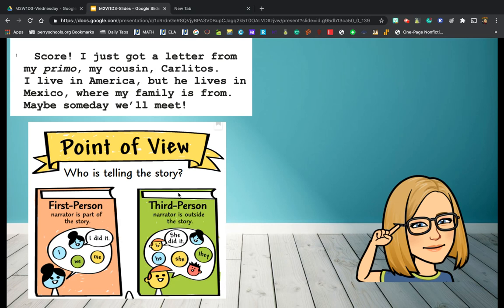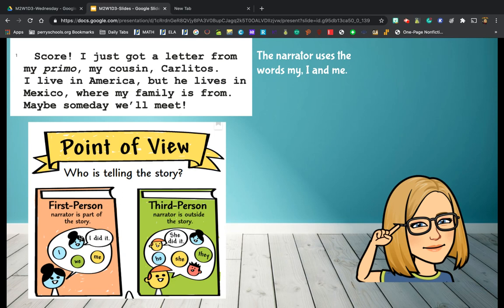Maybe someday we'll meet. So as I was reading this, I noticed quite a few pronouns. I noticed I got a letter from my primo, my cousin, I live in America, and then maybe someday we'll meet. So it's talking about me and somebody else. So the narrator uses the words my, I, and me.